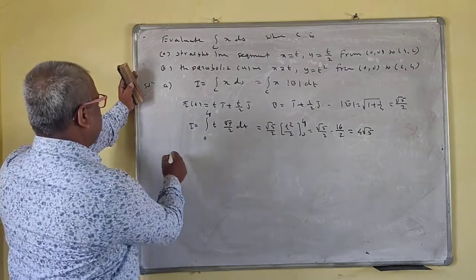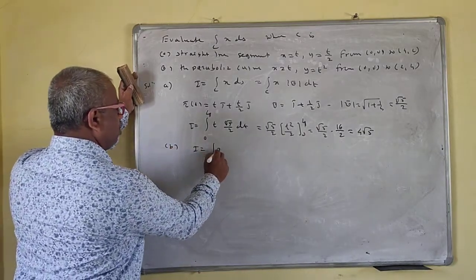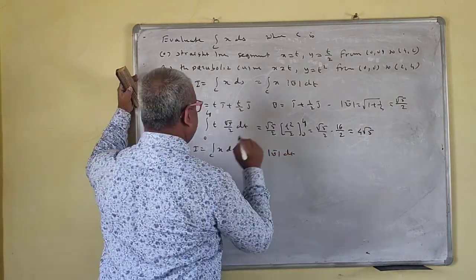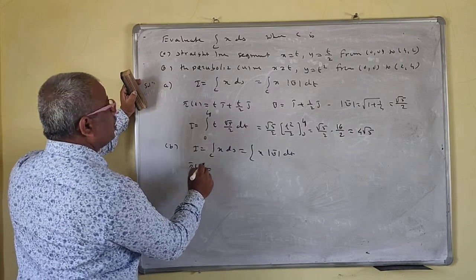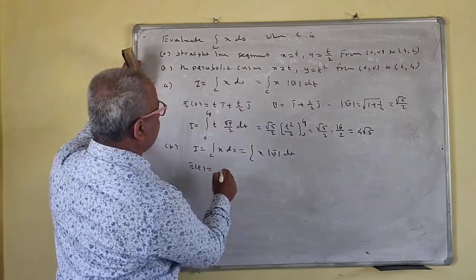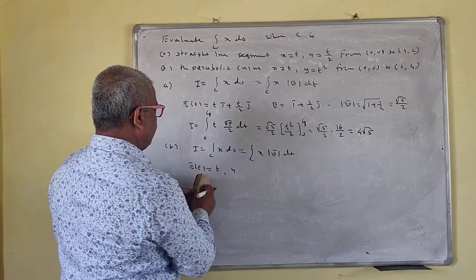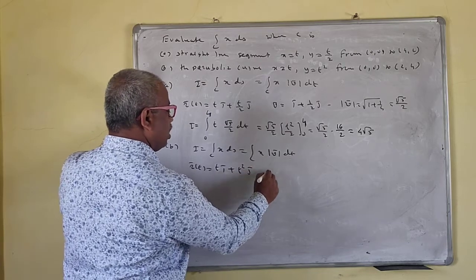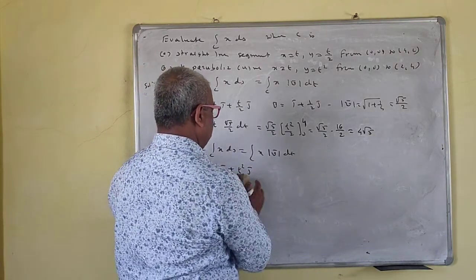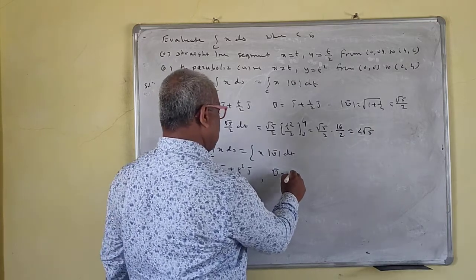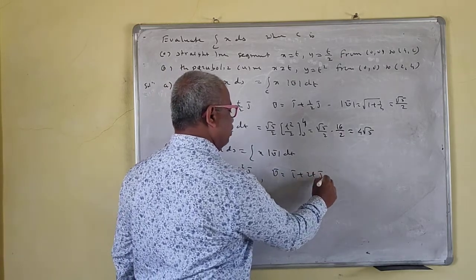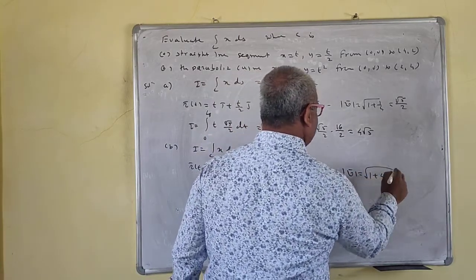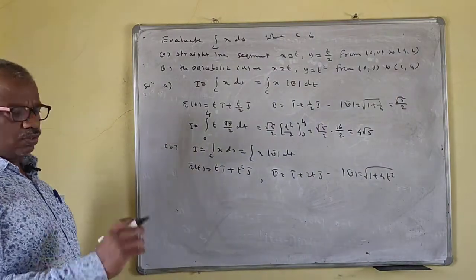Okay, second, b now. I is equal to the integral of x ds, that is x mod of v bar dt. Your r bar of t is provided to you. This is t i bar plus t square j bar. So v bar is equal to i bar plus 2t j bar. So mod of v bar is equal to root of 1 plus 4t square. It is not a constant.